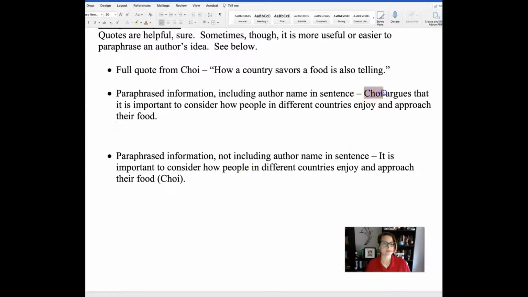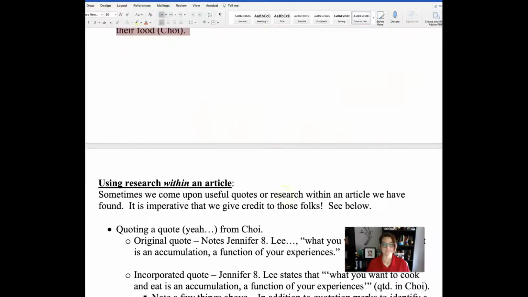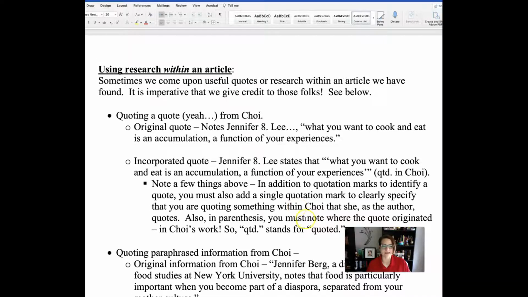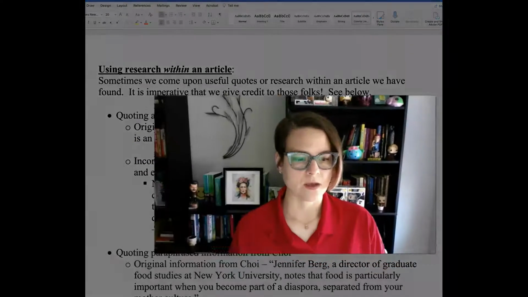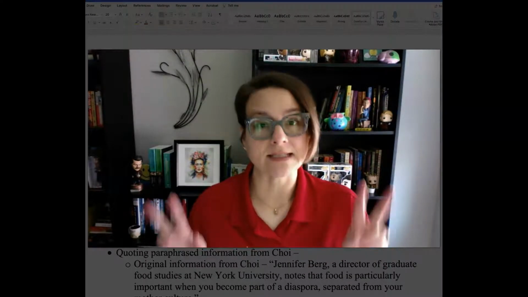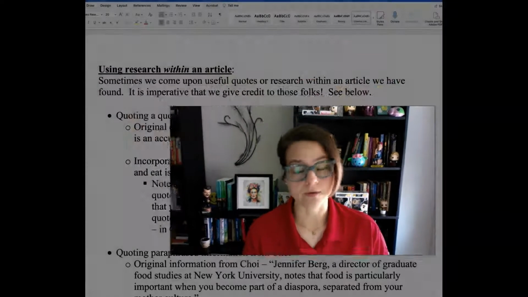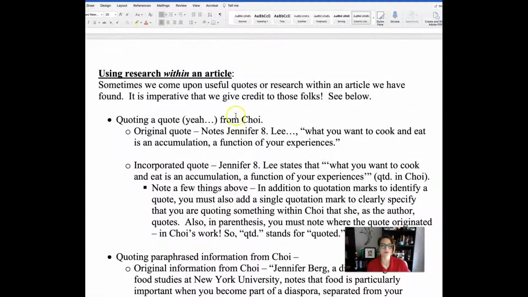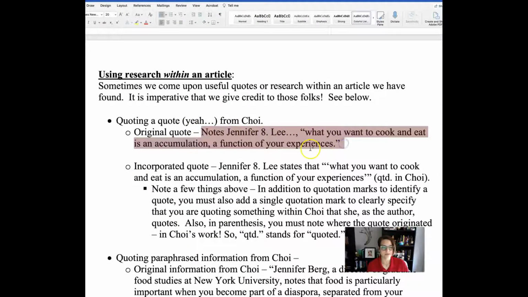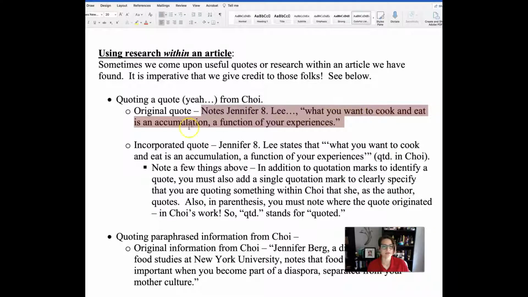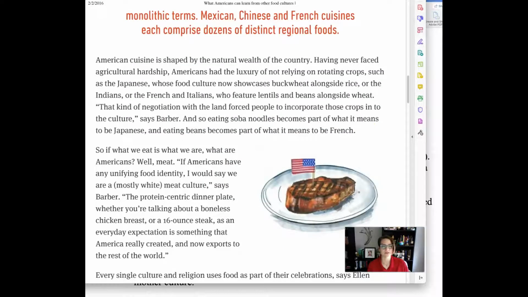I mentioned Choi in the sentence, so I didn't necessarily have to put her name at the end in parentheses, but here's how you would do it if not. So you can look at that. This is where we're kind of getting held up because of course MLA is the worst and it's confusing, right? So with Choi's article we are oftentimes essentially quoting a quote, which in MLA is called indirect sources, and you can look at the Purdue OWL for that, but I just call it quoting a quote. I don't know if that's more confusing. You can let me know. So the original quote is here. Notes Jennifer 8. Lee, "what you want to cook and eat is an accumulation, a function of your experiences," right?